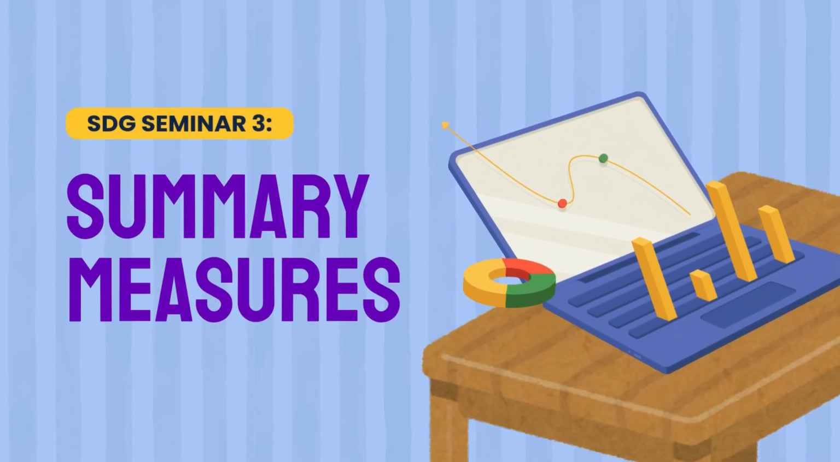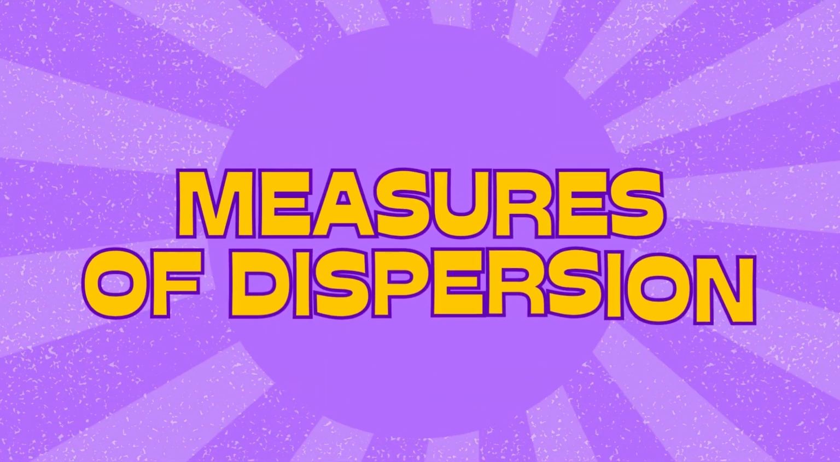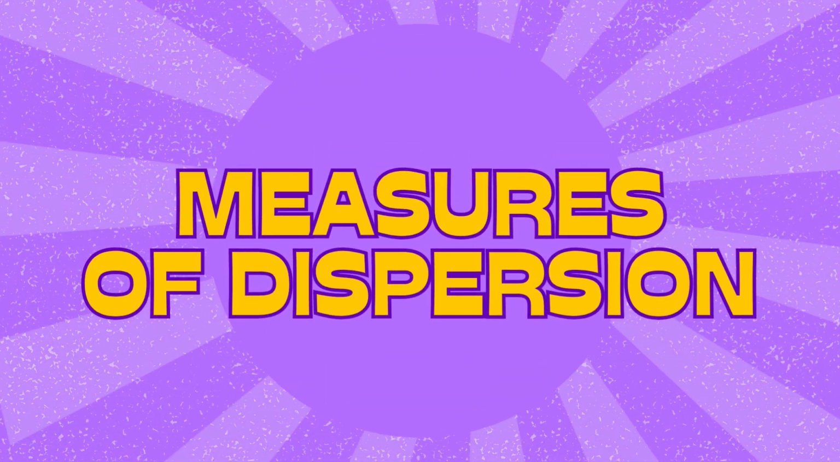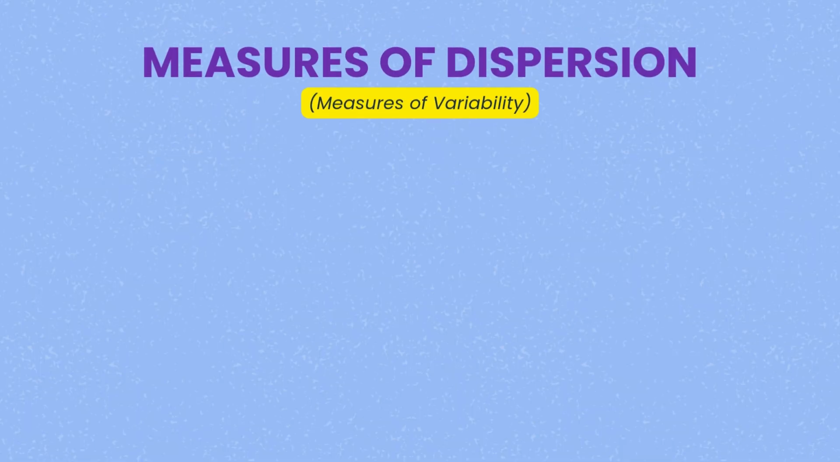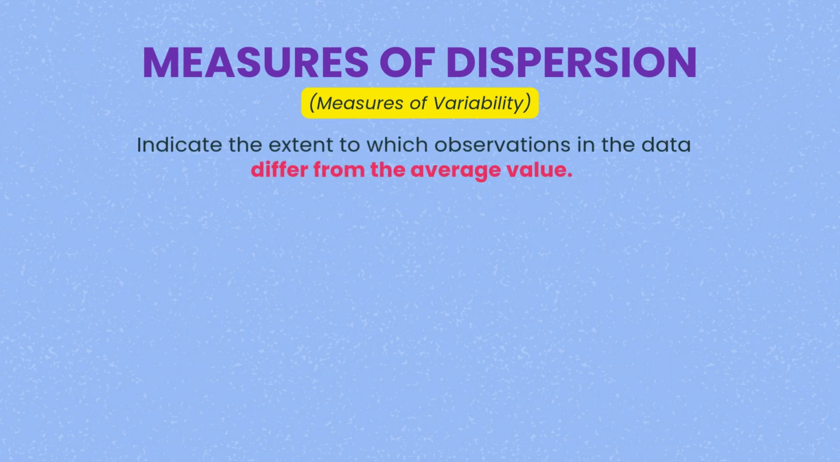Summary measures. Measures of dispersion. Measures of dispersion are also called the measures of variability. It indicates the extent to which observations in the data differ from the average value. From the root word disperse or scatter, it is how the observations are scattered. It is how close or how far apart each observation are from each other, and to the mean in particular.